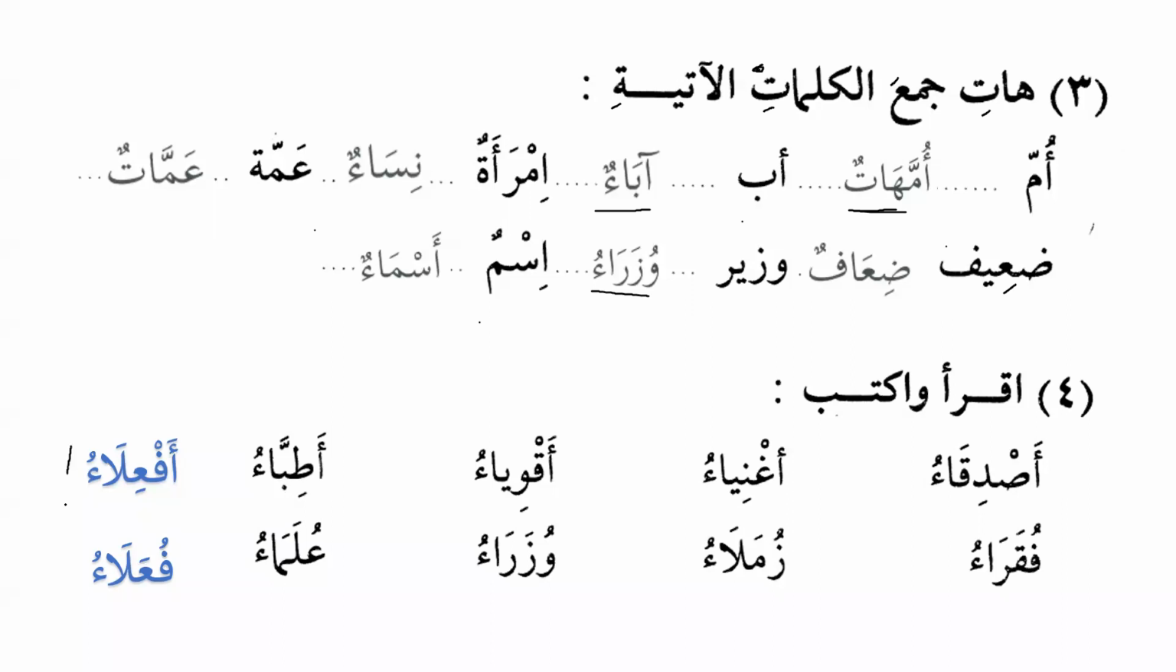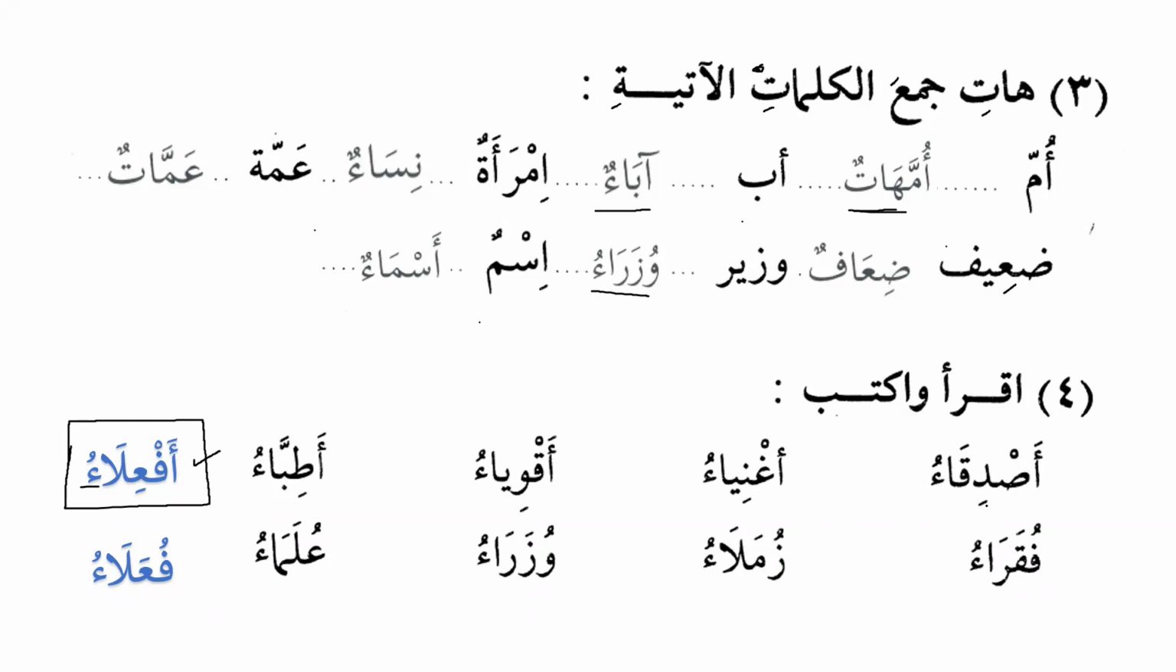What does that mean? Does anyone remember? Af'ila'u is a pattern. It's a well-known pattern. A pattern doesn't have any meaning. So any noun that comes on this pattern will be diptote, it will be mamnu min as-sarf. Any noun that comes on the pattern of af'ila'u will not accept tanween, as we can see over here.